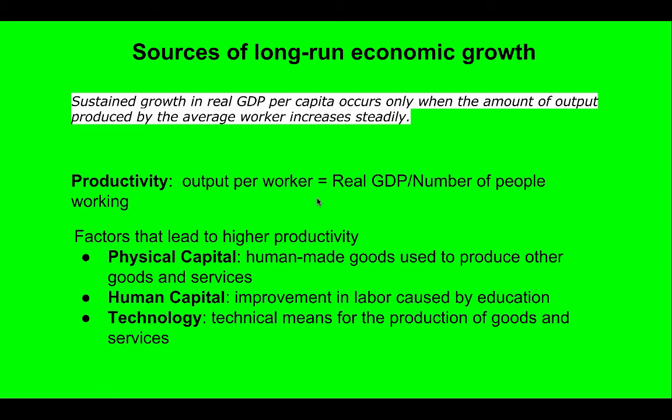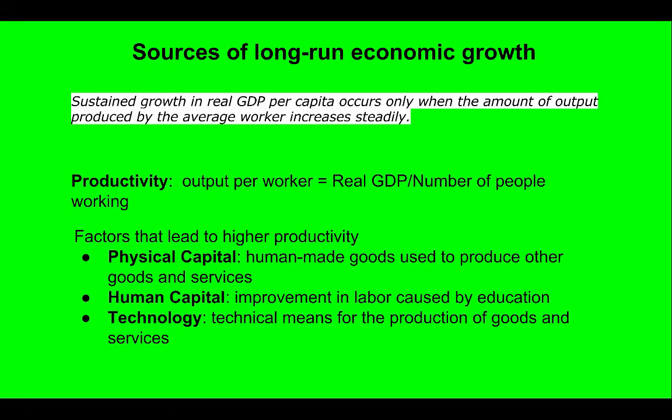We then talk about the factors that lead to higher productivity. What are they? Well, physical capital. Remember, physical capital is human-made goods used to produce other goods and services. Second is human capital, improvement in labor caused by education. And the third is technology, the technical means for the production of goods and services. The book uses the example of what they call the Walmart effect and why Walmart became so productive, mostly because of their use of technology and their ability to get so much more out of the incremental worker because of the use of technology, largely in forecasting and predicting inventory.